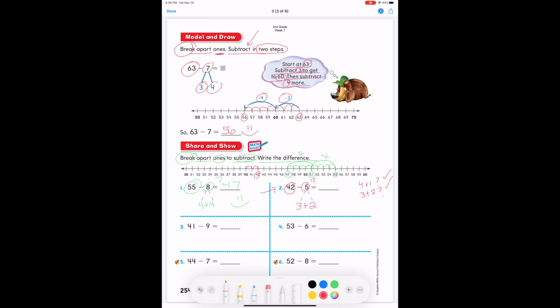So we start at 42, we jump backwards 3 times. That would be 39. We still need to do 2 more. And that would land us on 37. So 42 minus 5 equals 37.